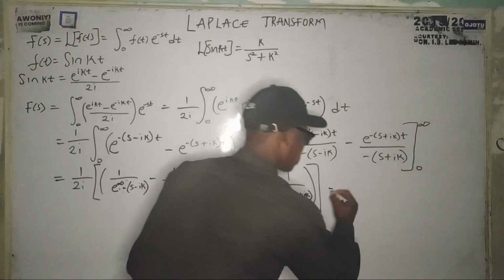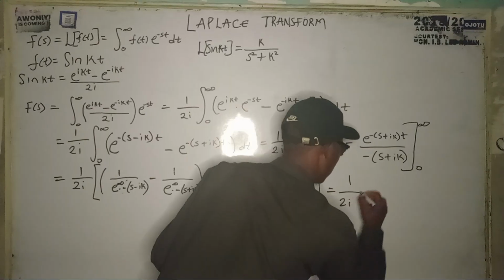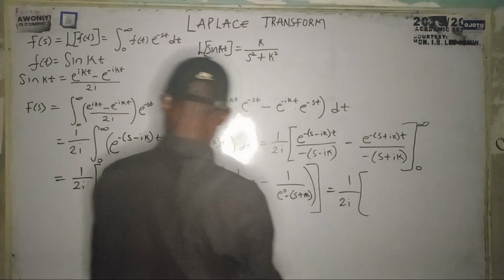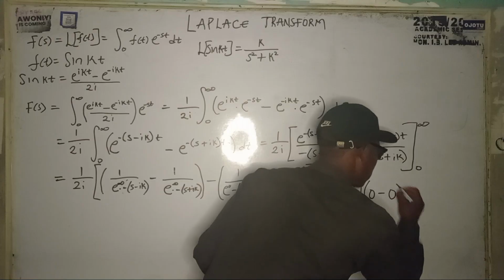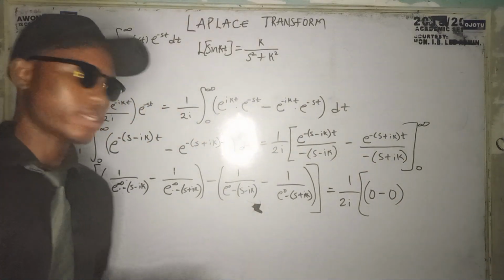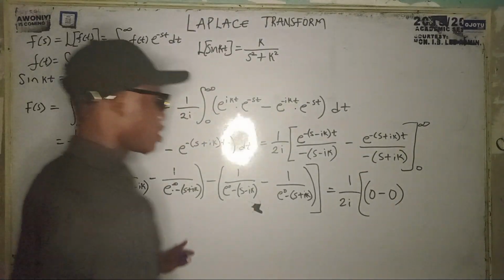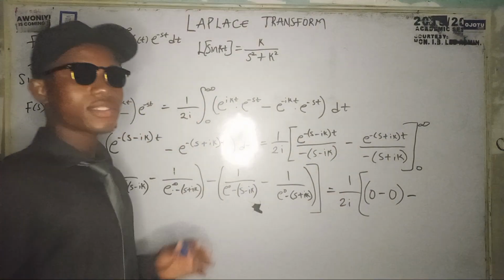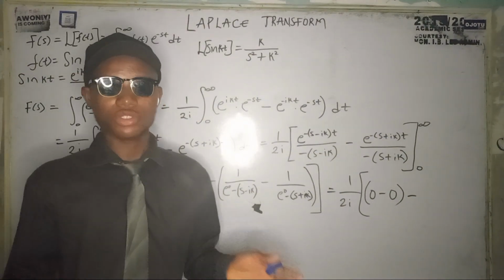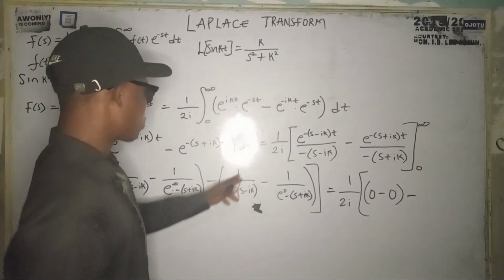So it's just like saying 1 over 2i into our big bracket. Here we have 0 minus 0, because they both have 1 over infinity, from here and here. And then in the other place, we have e raised to power 0. Anything raised to power 0 is 1 according to the law of indices. So this is 1 over 1.